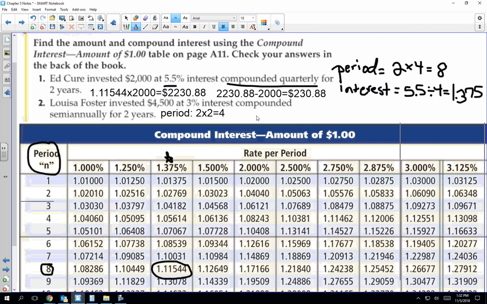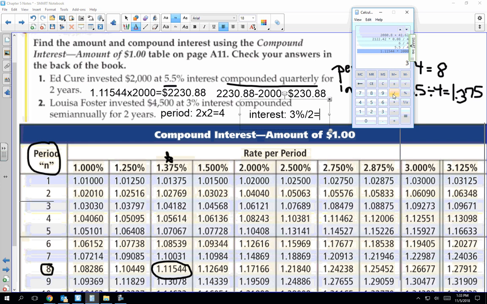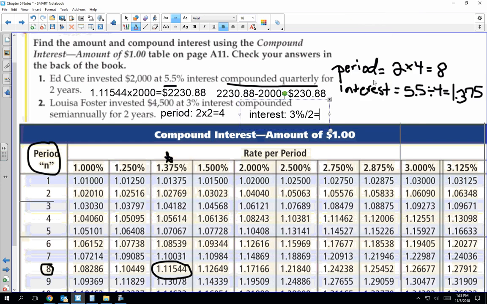Next thing we're going to do is find the interest rate. That's our yearly interest rate divided by the number of periods per year. Semi-annually happens twice per year, so we're going to divide by 2. So that's 3 divided by 2. We get 1.5%.